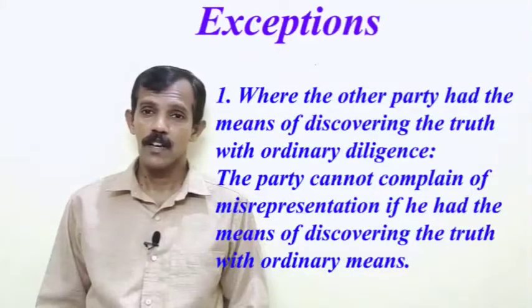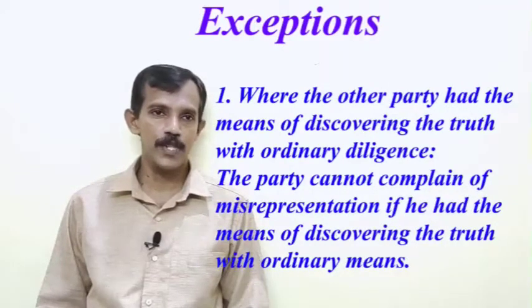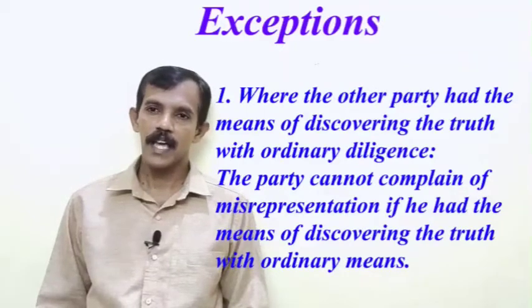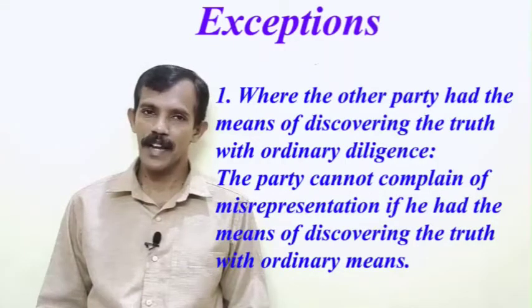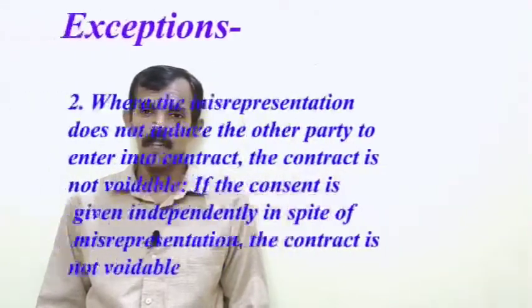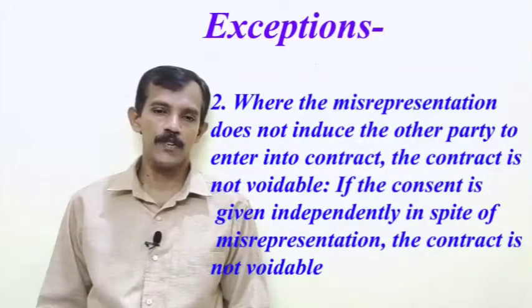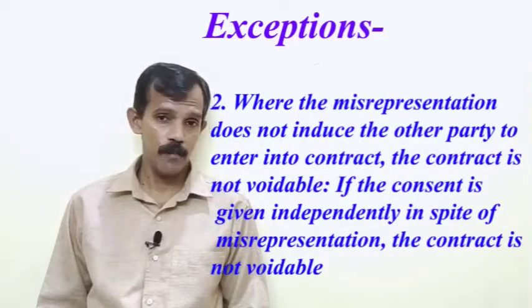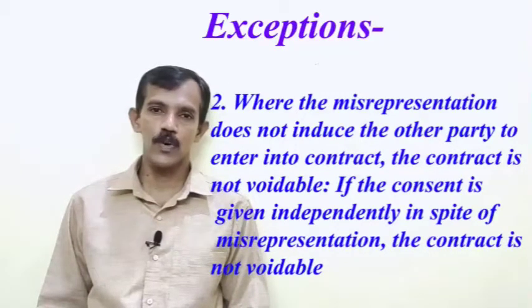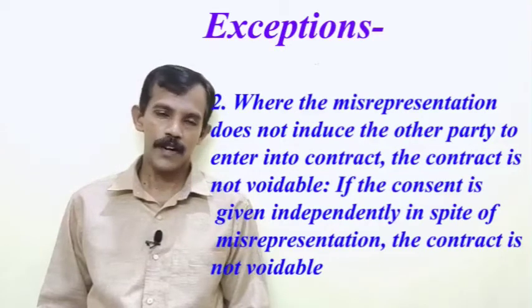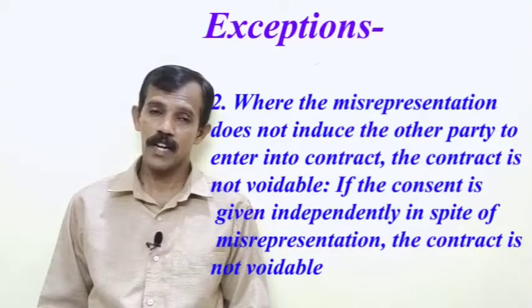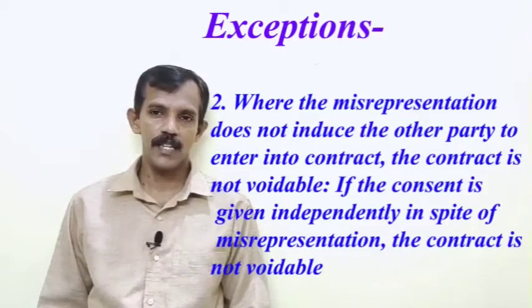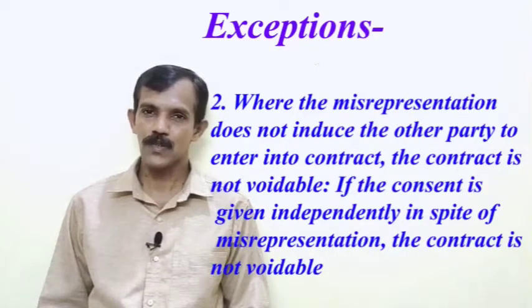First exception is this: where the other party had the means of discovering the truth with ordinary diligence, the party cannot claim misrepresentation. Second exception is this: where the misrepresentation doesn't induce the other party to enter into the contract, the contract is not voidable. If the consent is given independently in spite of misrepresentation, the contract is not voidable. These are the exceptions to the general rule.